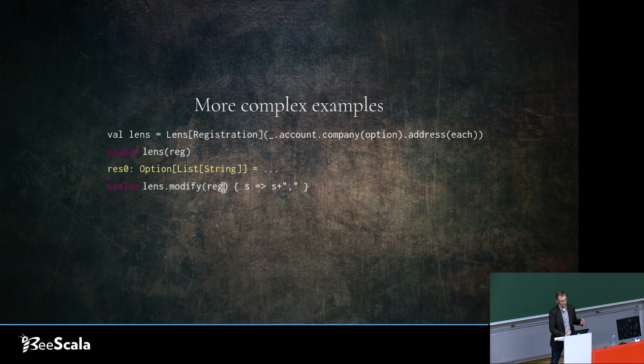We can modify an existing registration using the lens, pointing at every line in the address. And let's say we wanted to add a comma to the end. I know it doesn't really make sense to have a comma on the final line, but you could even change each to init so that it works on only the first, or all but the last element of the address. But we can do that modification, and of course, as always, we'll get back a registration. So I think that's quite nice.